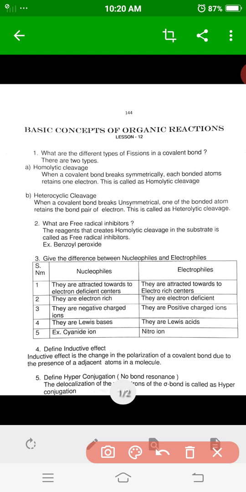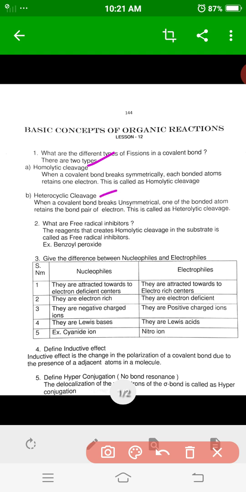From a question point of view and important topic point of view, these are the short views for exams, the public exam. So these are important topics, important lessons of basic concepts of organic reactions. First question: different types of fission of a covalent bond. There are two types: one homolytic cleavage, another heterolytic cleavage.